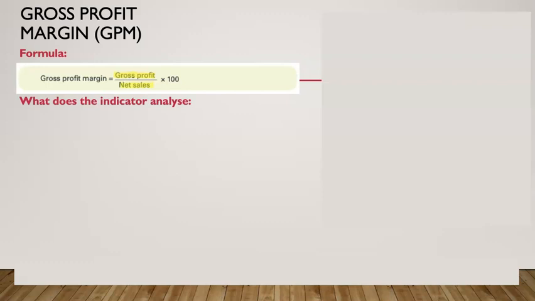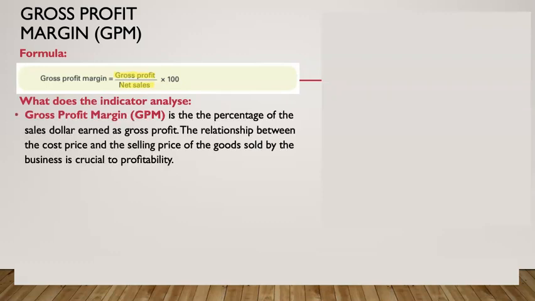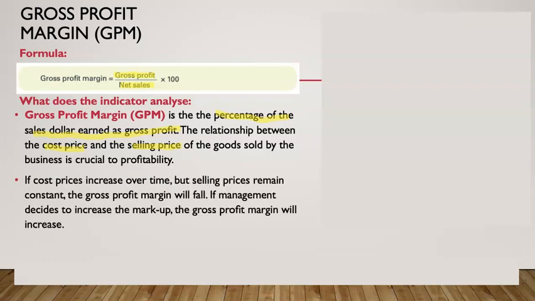What does this indicator analyze? It is the percentage of the sales dollar. So we're back to a percentage earned as gross profit. What is the percentage of the sale that equals gross profit? And this is crucial as it tells us the relationship in a business between its cost price, what it buys its inventory for, and the selling price, what it sells it for. And this is crucial for profitability. It's an important decision in a business.